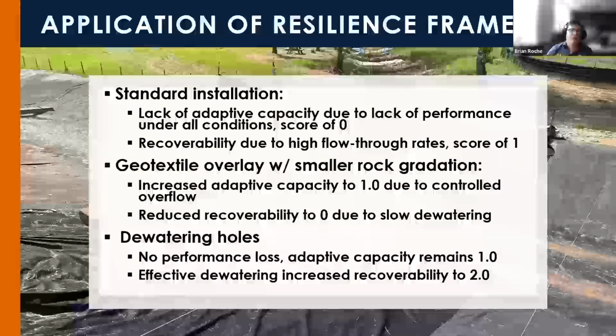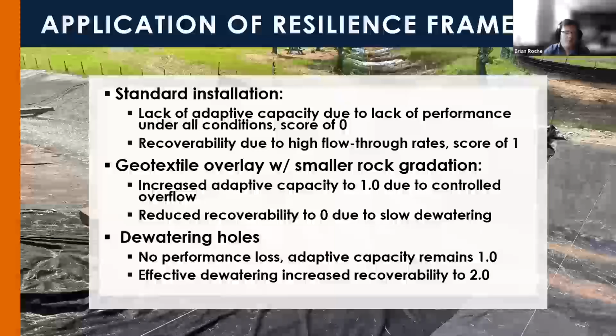We also wanted to apply our resilience framework to it as well. So for that standard installation, we saw a lack of adaptive capacity due to that lack of performance under all conditions, especially disruptive conditions, which would have an adaptive capacity score of 0. We did see recoverability because of those high flow-through rates, so that would have a recoverability score of 1 and a resilience score of 1 based on those.